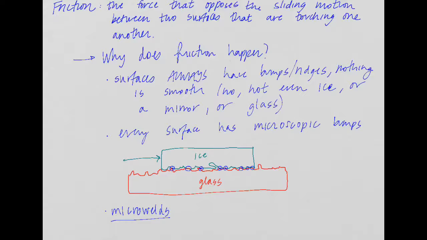So you need to be able to explain, just as I've explained right now, why friction happens. It happens because of these microwelds. The microwelds happen because every surface, no matter how smooth or perfect it looks, actually has microscopic little tiny bumps and ridges that, when they slide against another surface that also has microscopic bumps and ridges, create a force called friction.